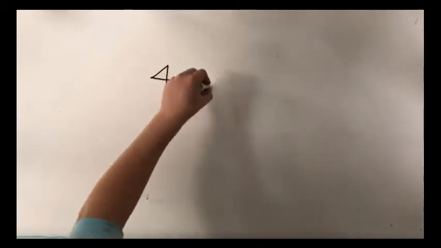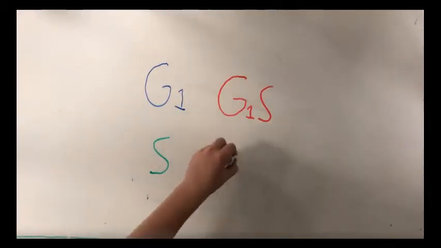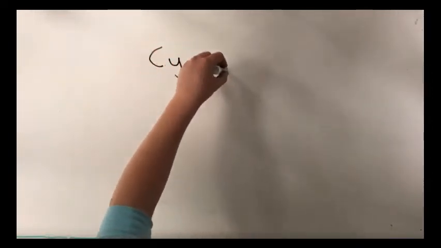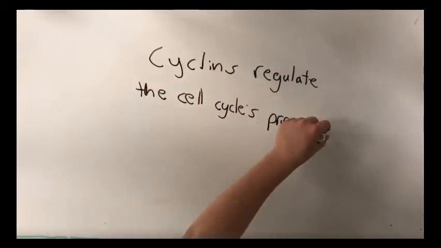Cells regulate the cell cycle through the use of cyclins. There are four types of cyclins for each of the cell cycle's phases: G1, G1S, S, and N. All four of these cyclins regulate the progression in each of their phases.